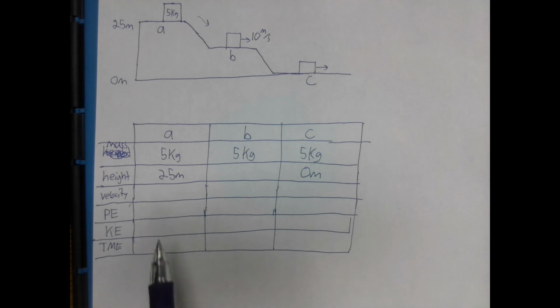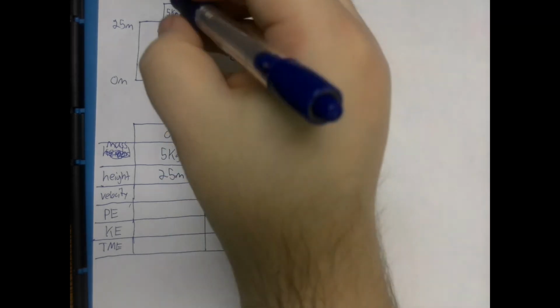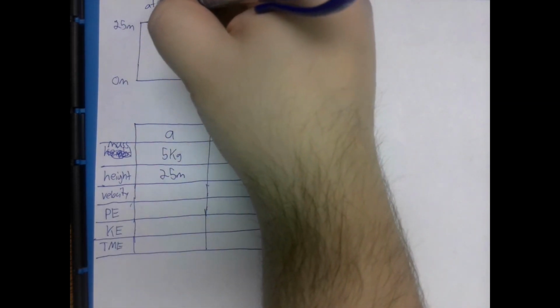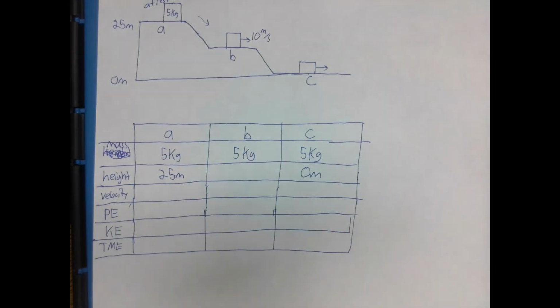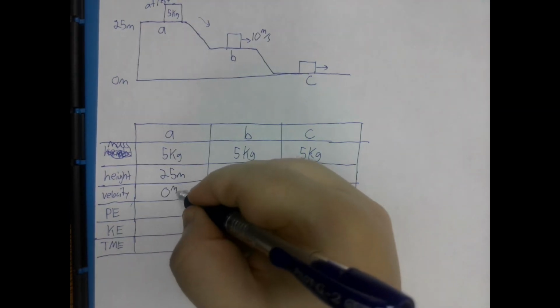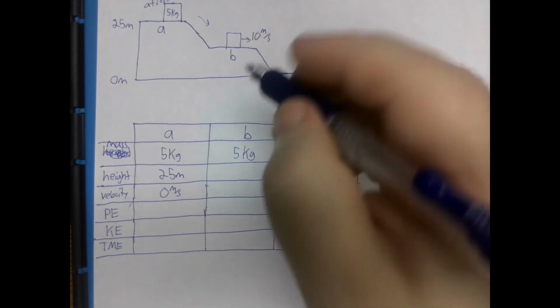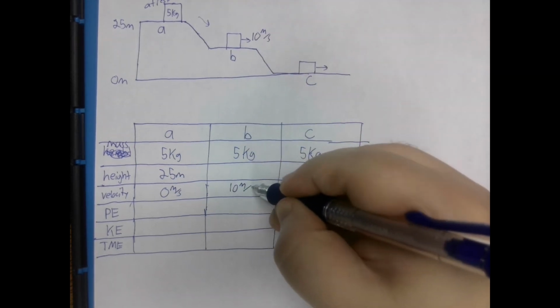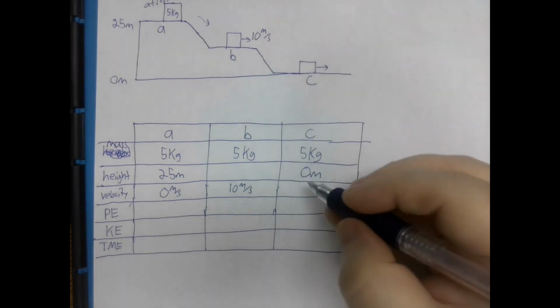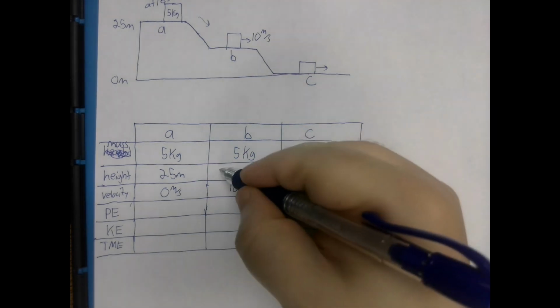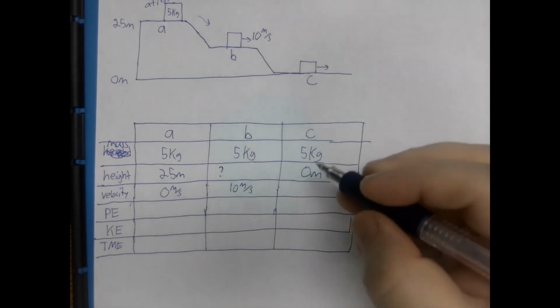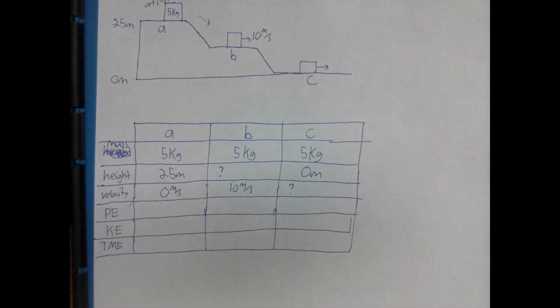So now let's plug in the speed values that we know. I'll assume that this one's at rest here. It starts at rest, so I can plug in 0 meters per second here. I tell you that this one's at 10 meters per second. And this one right here we don't know. So we don't know the height of B, and we don't know the height of C or the velocity of C.